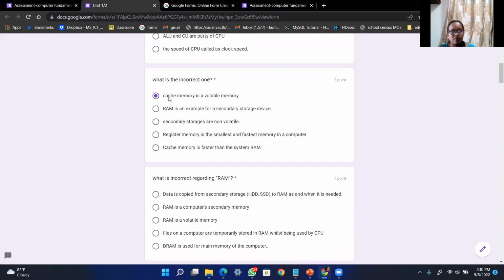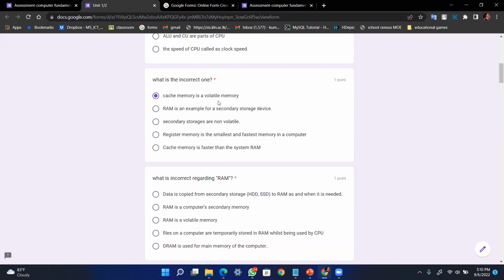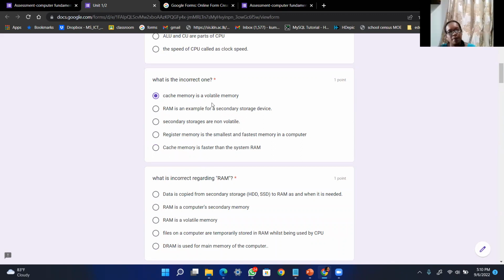Cache memory is a volatile memory. Is this correct? Yes, teacher. What is meant by volatile? Anybody? What is meant by volatile? Whether the power, the electricity, is there or not. Volatile means, until the power is available, only then will the data be stored in the memory. Once the power is not there, the data will be erased. So is cache memory a volatile one?